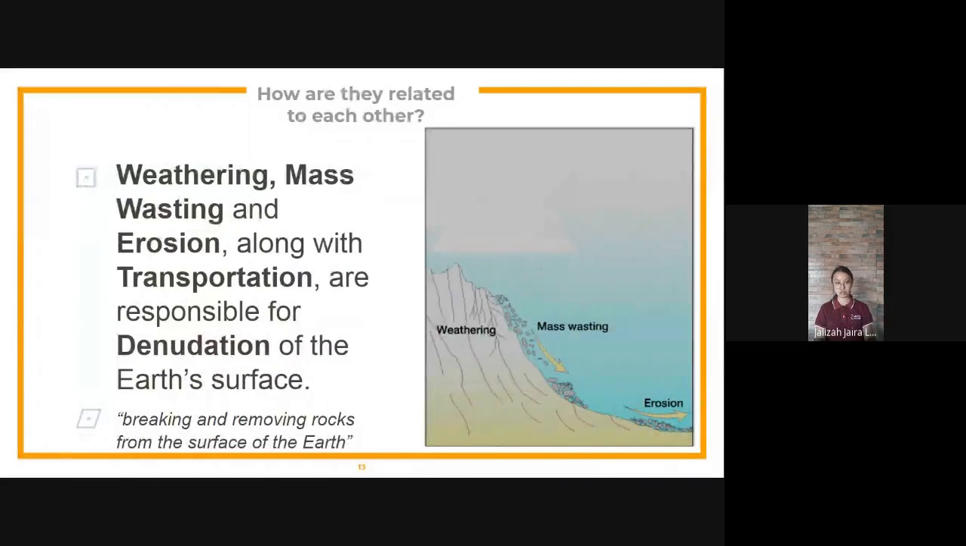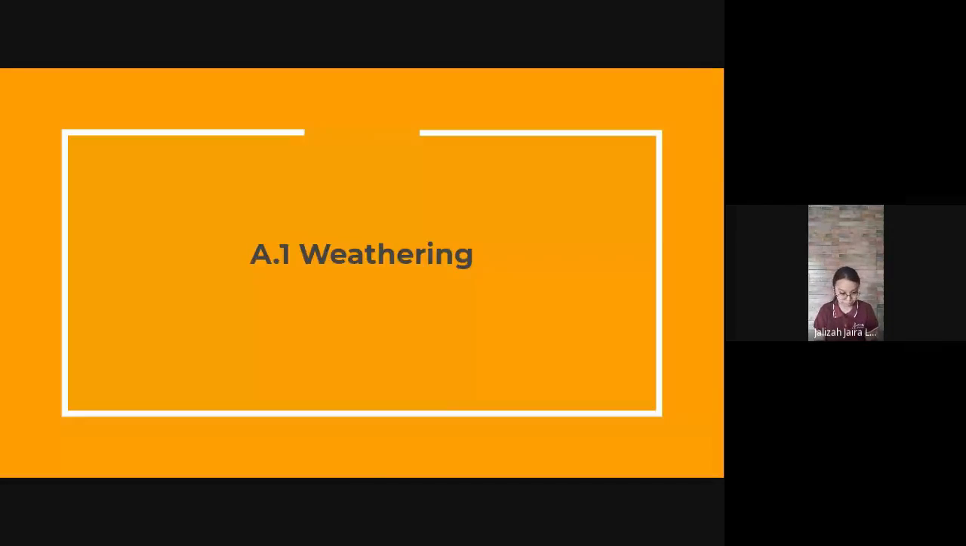So these are all processes that lead to the breaking down of the Earth's surface, be it weathering, mass wasting, or erosion. They all aim to break down and remove rocks from the Earth's surface. Where are they going to bring it? That depends as well on the formation of the land.